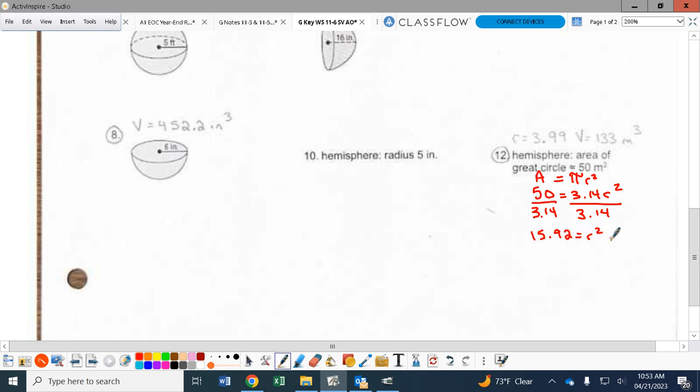equals r squared. Sweetie, you gotta get off the phone. Come on. Put it away. Come on.